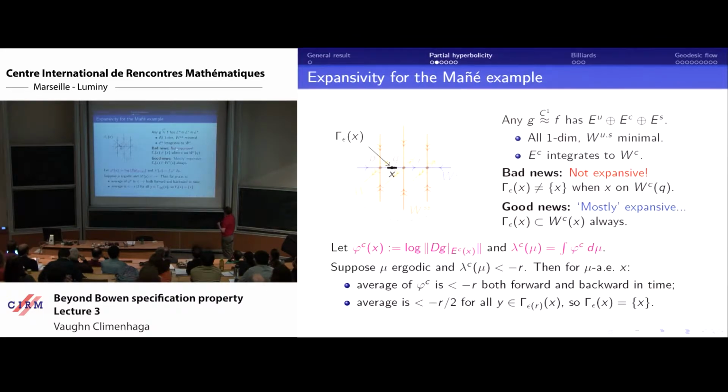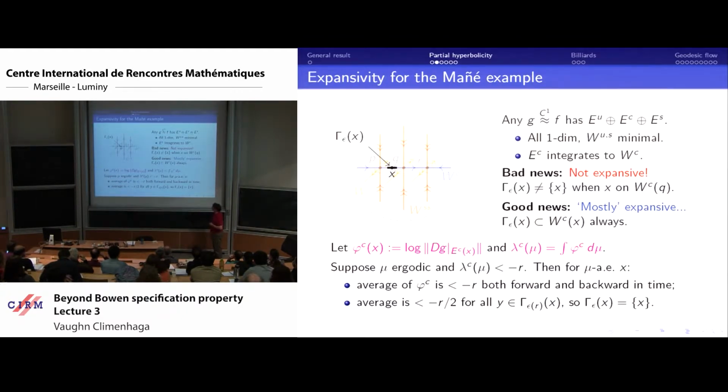So you take some C1 perturbation, it's partially hyperbolic, there's a one-dimensional unstable, one-dimensional center, one-dimensional stable. The stable and unstable foliations are minimal, and it is known that the center one is integrable. So that's very nice. However, it's not expansive, so that's kind of bad news.